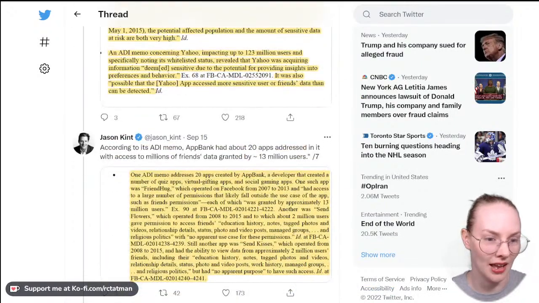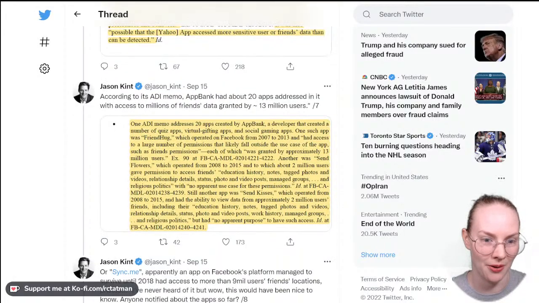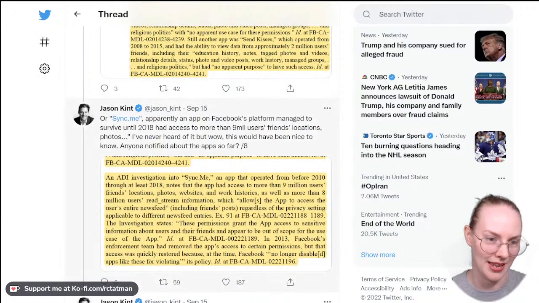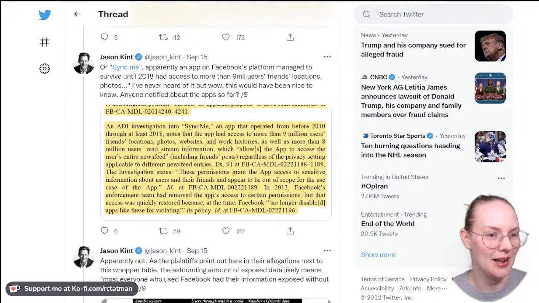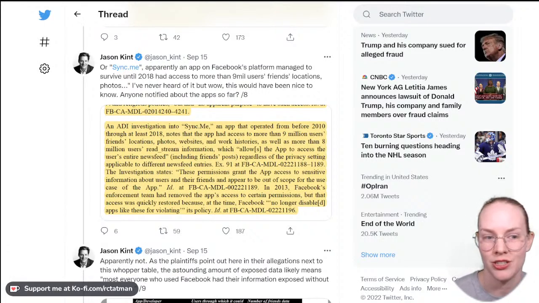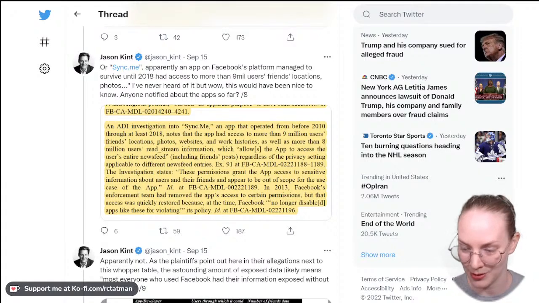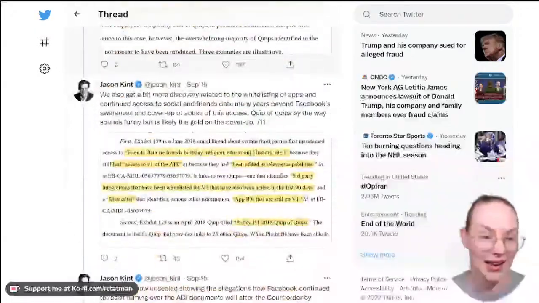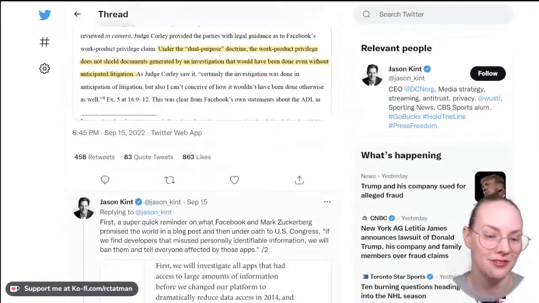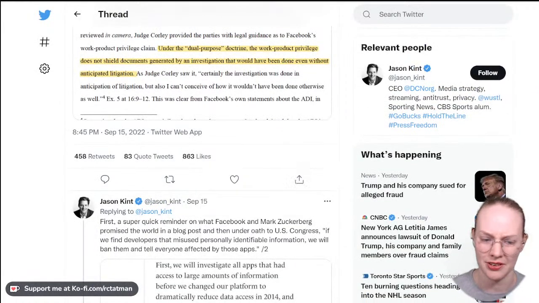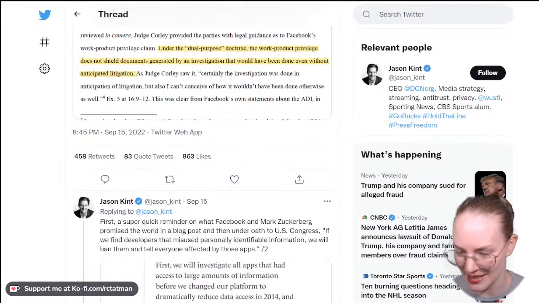Anyway, so it's just a litany of the amount of data that was collected and shared, and that Facebook said they would tell users about, but they basically haven't, right? SyncMe, apparently an app on Facebook's platform, managed to survive until 2018, had access to more than 9 million users' friends, locations, and photos. I've never heard of it, but it would have been nice to know. Anyone notified about the app so far? So that's great. Anyway, so just a litany of, I don't want to say necessarily crimes, because I don't know that they're technically illegal, but certainly a litany of something.